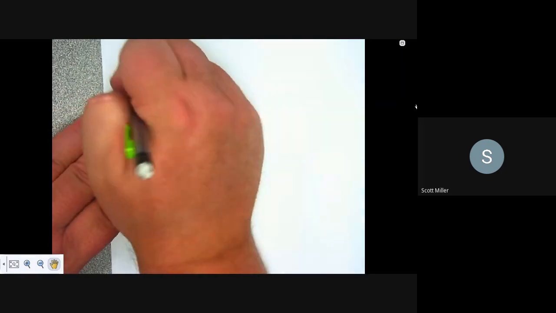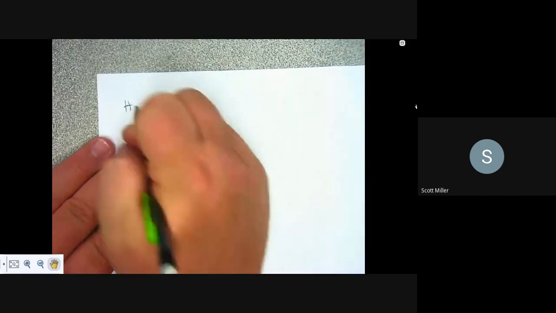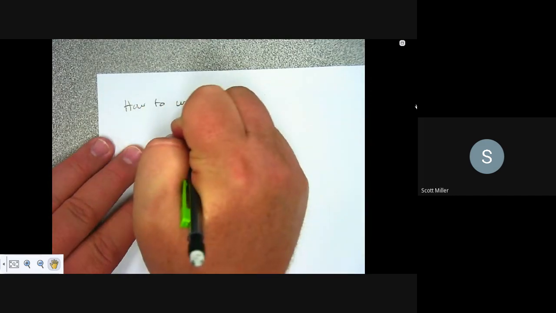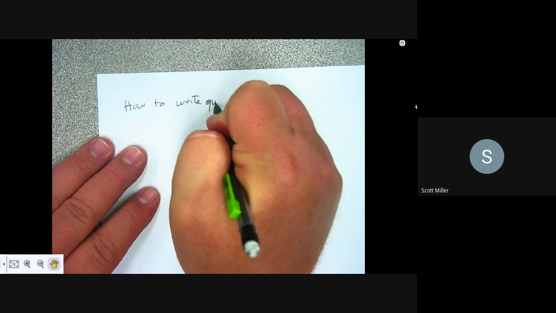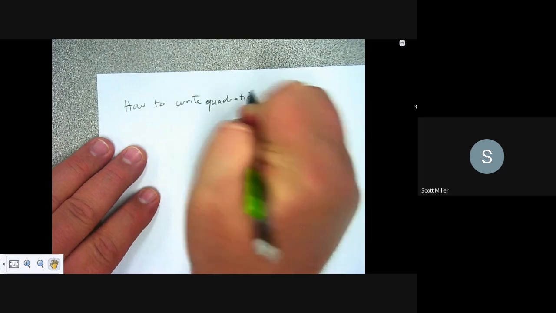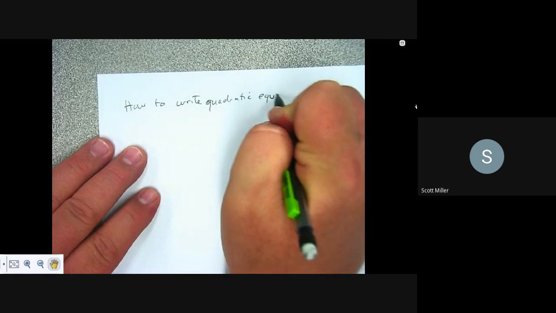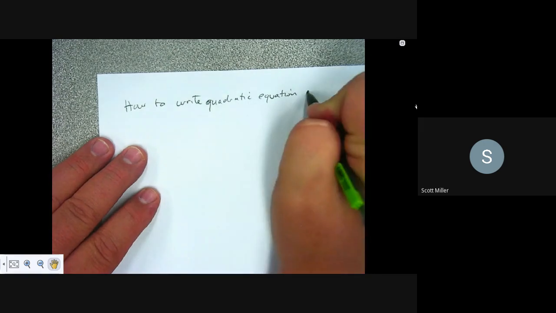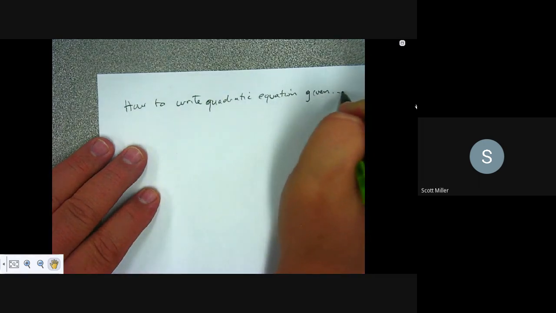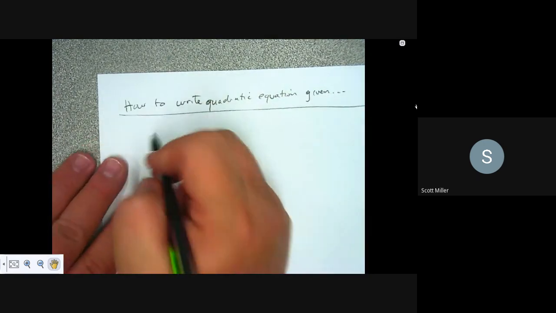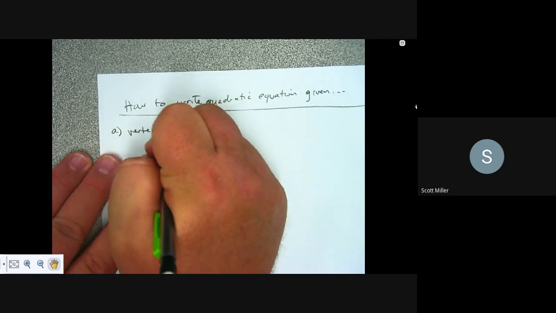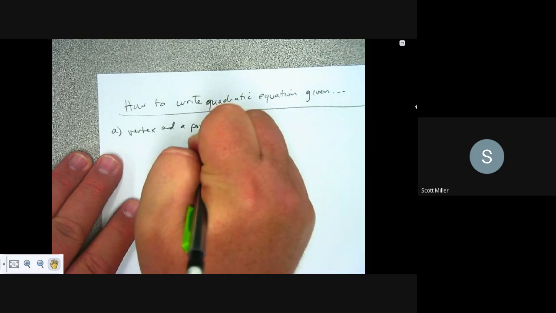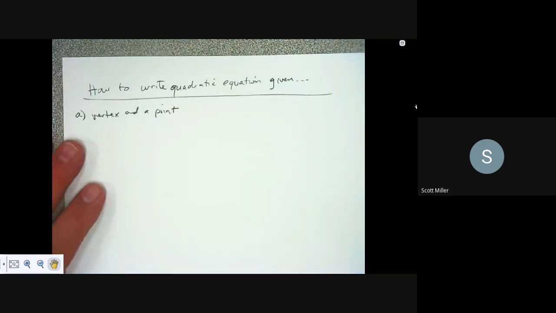How to write a quadratic equation given. So if I am given a vertex and a point, I can write the quadratic equation from it.